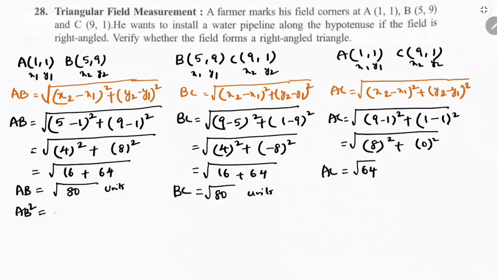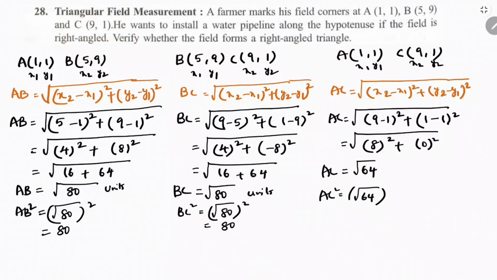Now I'll square all of them. AB square, which is root 80 whole square, is nothing but 80. BC square, root 80 whole square, is nothing but 80. AC square, root 64 whole square, the square root cancels, which is nothing but 64. Now see here, if you add any two sides after squaring, 80 plus 64, you will not get 80. And 80 plus 80, 160, you will not get 64. So if you add any two sides after squaring, you're not getting the third one.